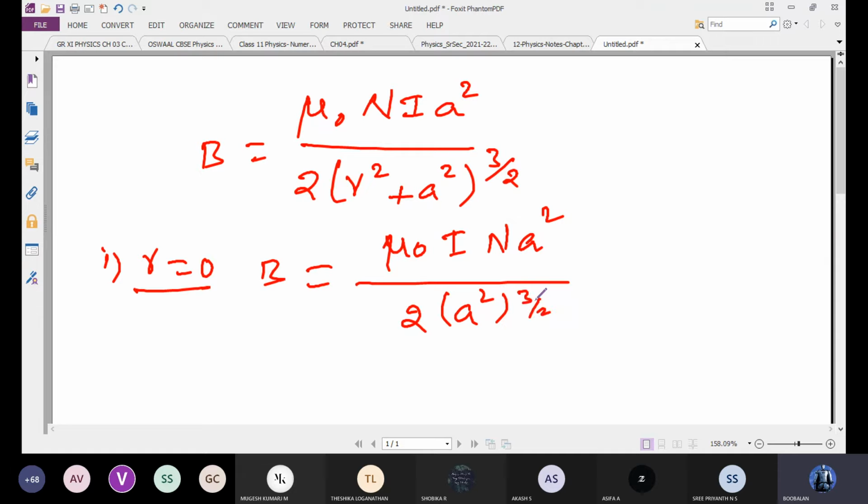So 2 cancels. Remainder 3 is there. Again a cube and a square also get cancelled. You will get mu naught I n divided by 2a. This is the correct answer.